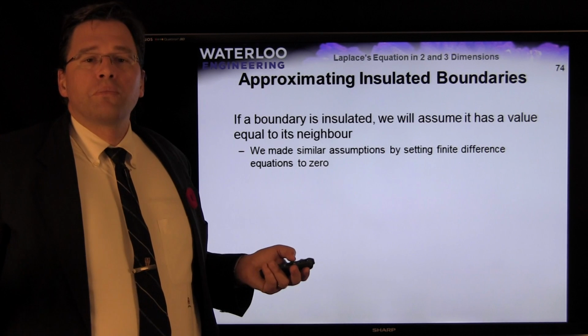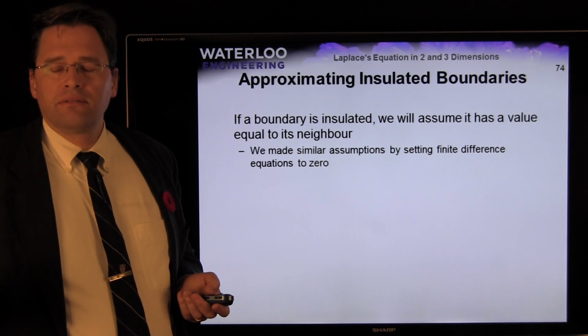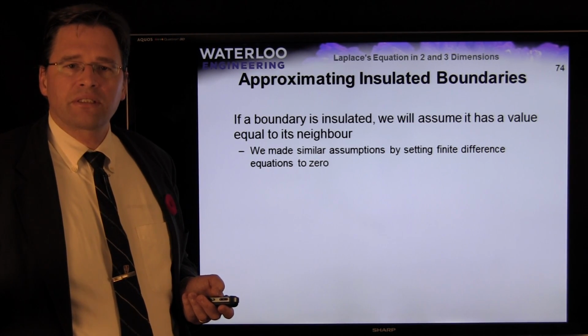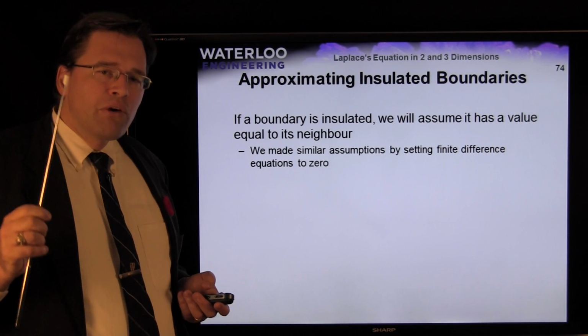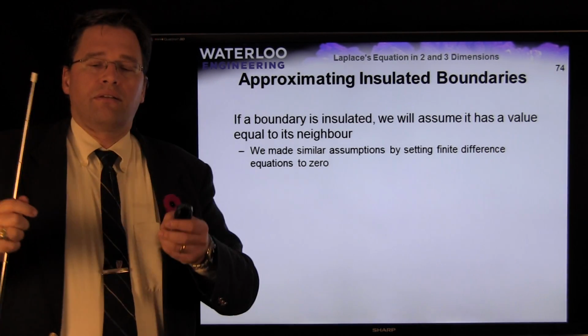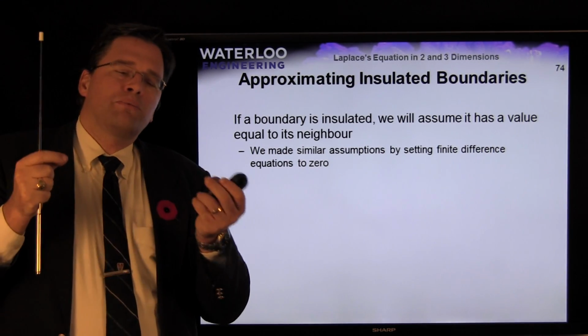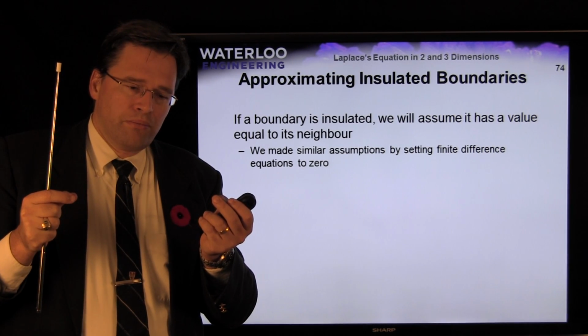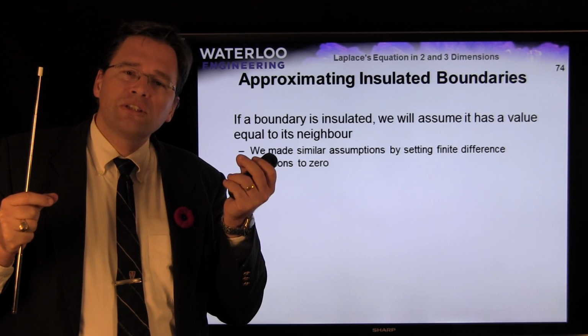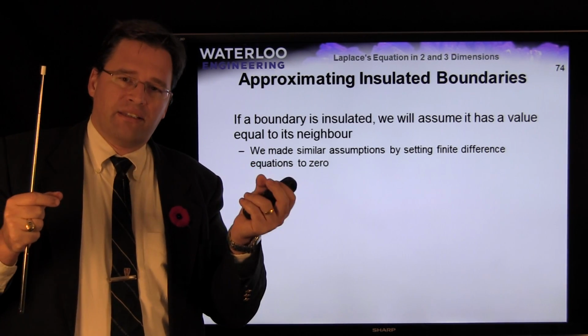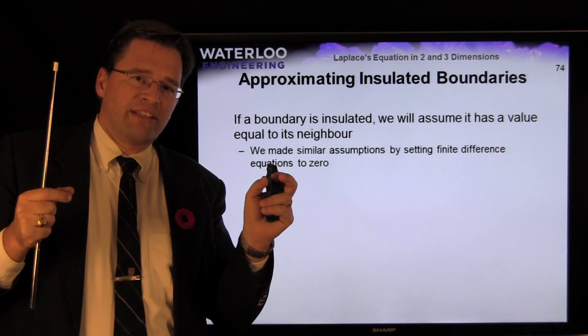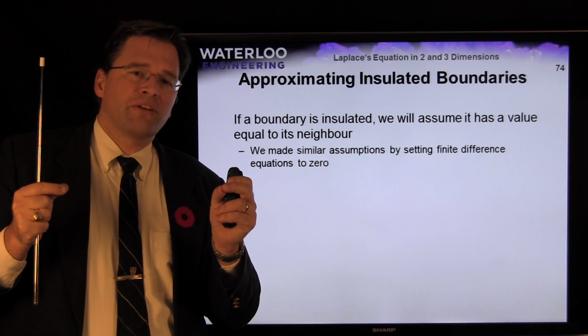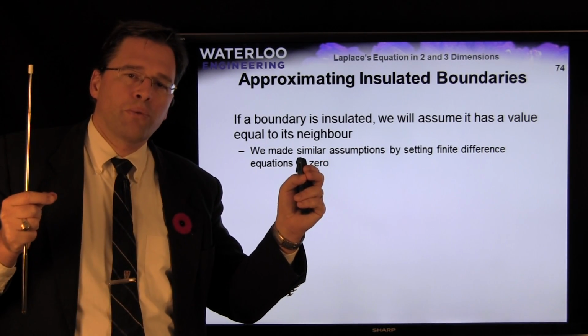As before, we also considered insulated boundary conditions. How did we do that? Well, remember that at an insulated point, the derivative is 0. We set an approximation of the derivative, a finite or divided difference approximation, to 0.